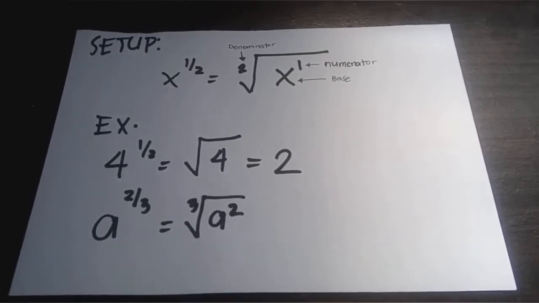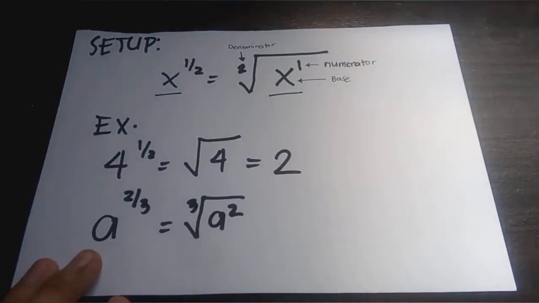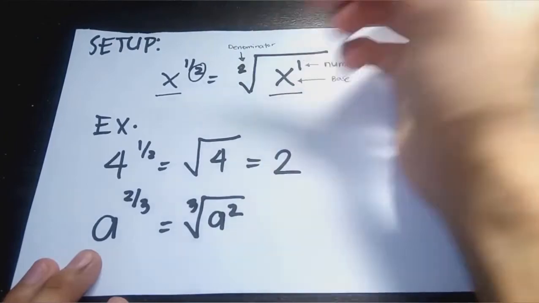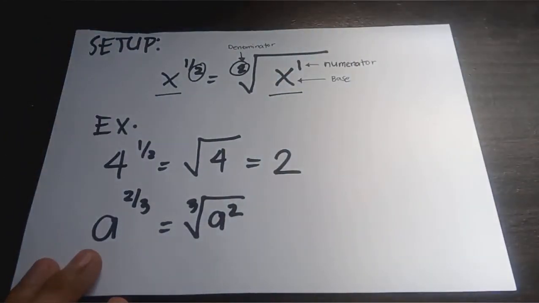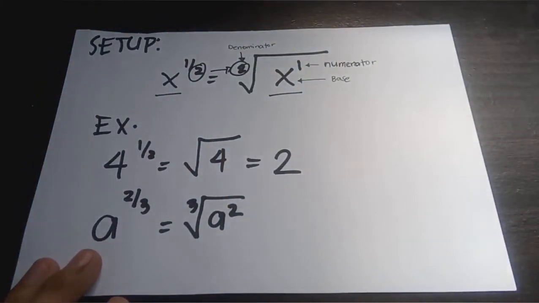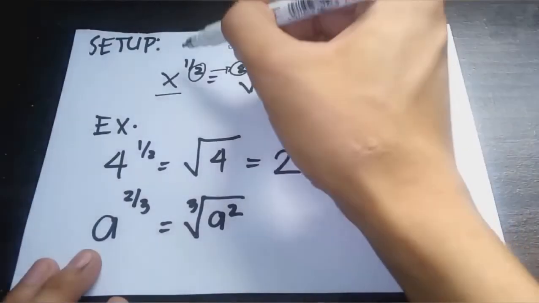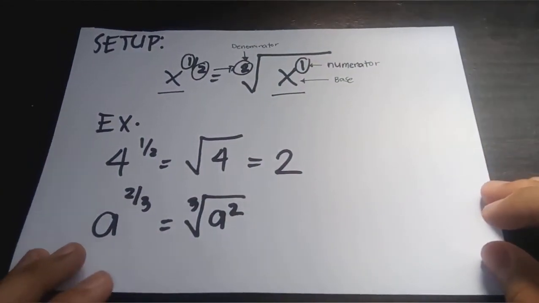So paano nga ba sineset up yung may exponent na fraction? Pansinin po ninyo, yung base, ito siya. The base is here, and also ang mangyayari dito sa denominator, siya ang ilalagay mo dito. Automatic kahit wala na po yung number 2, class, kasi automatic po kapag square root lang po ang nilagay ninyo, automatic may value na po siya na 2. And then the last, yung numerator mo, siya ang magiging exponent doon sa loob ng base.